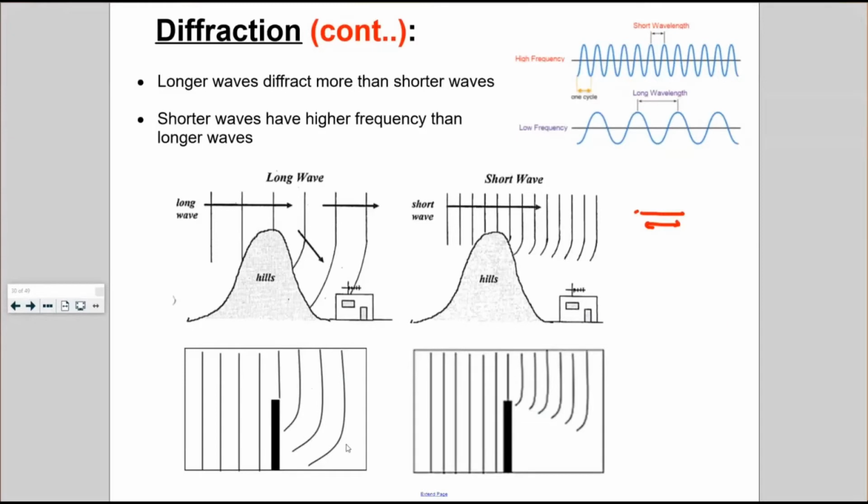Why diffraction? Again, I'm trying to emphasize this. It is the bending of your wave, right? So longer waves bend more around the object, whereas shorter waves bend less around the object. So longer waves are diffracted more than the shorter waves.